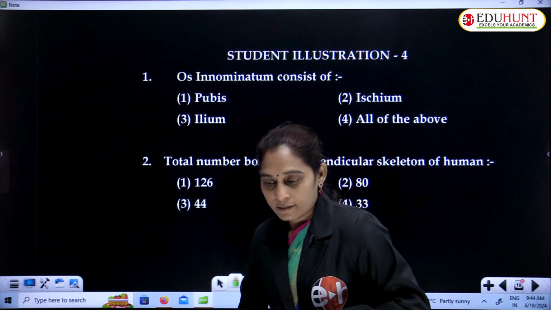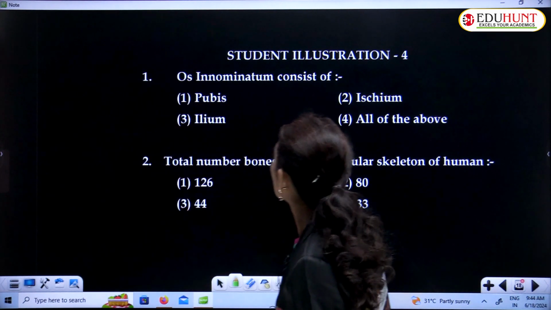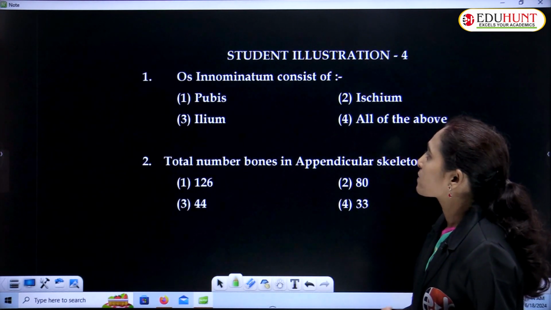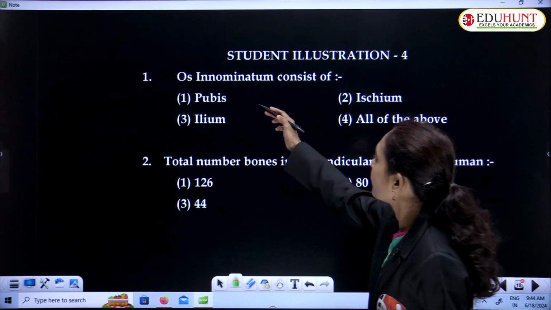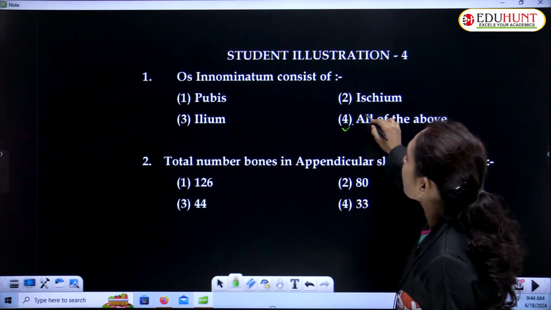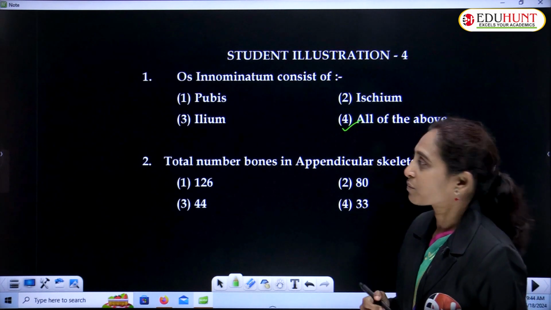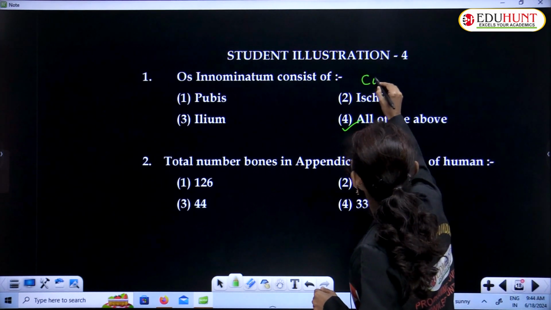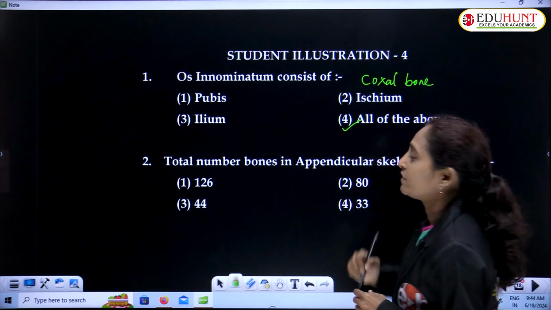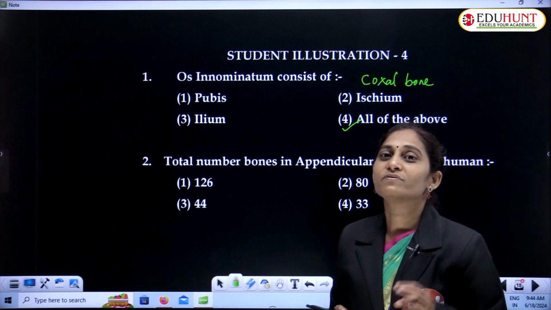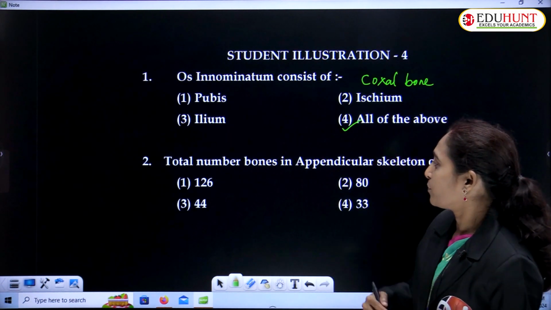Let's see the next student illustration part. Os innominatum consists of pubis, ilium and ischium. Os innominatum is nothing but the coxal bone, which is again made up of three fused bones: ilium, ischium, pubis.